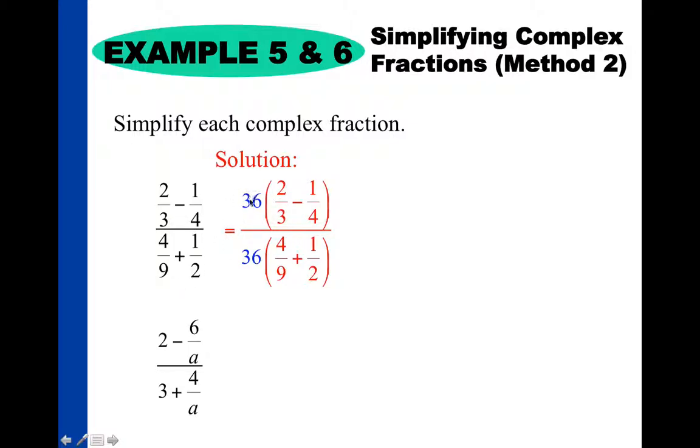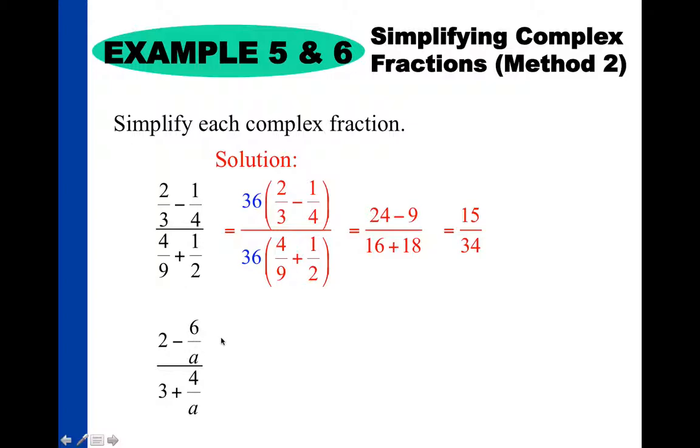I'm going to multiply everything by 36, every single term. If you do that correctly, you should not have any more fractions left on top. And remember, you say, okay, 3 goes into 36 12 times, 12 times 2 is 24. 4 goes into 36 9 times, 1 is 9. 9 goes into 36 4 times, 4 is 16. 2 goes into 36 18, 18 times 1 is 18. So now you notice, I don't have any fractions, no complex fractions left. Now it's normal. Just take 24 minus 9 over 16 plus 18, and then if possible, reduce. 15 over 34, no. Done.